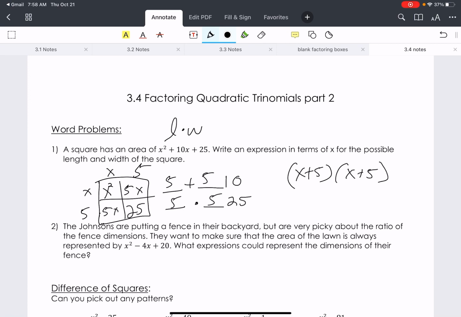Okay, now let me ask you this. Does anyone think they could tell me why those answers that we got make sense if this situation is a square? Why does the answer we got make sense if this situation is a square? Yeah, they're the same. Good. So this is my length times the width, right? And I got the same thing on a square. Aren't all sides the same? Does that make sense?